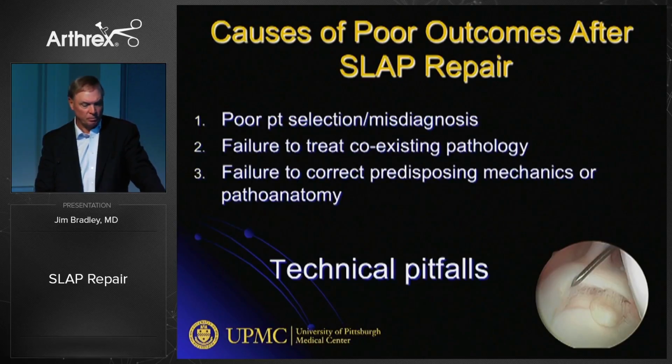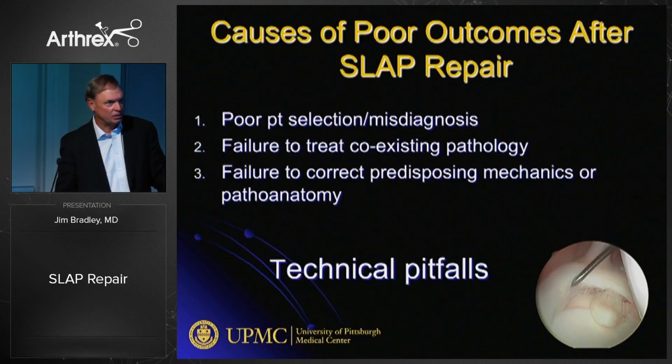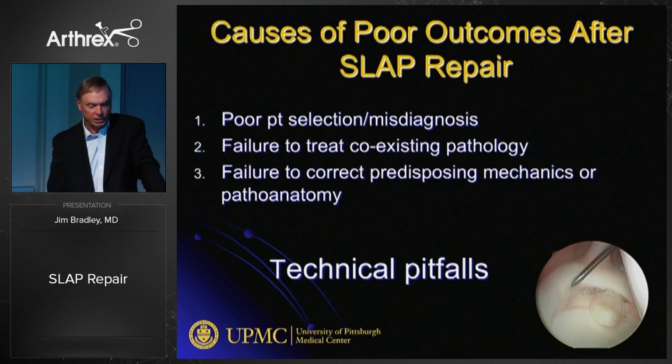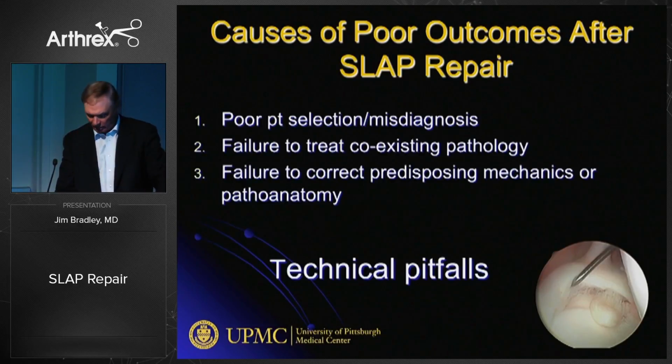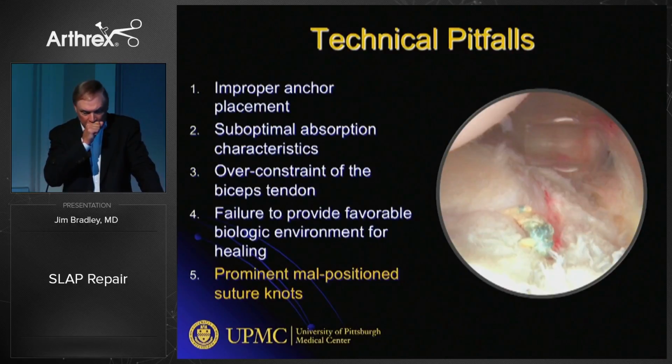Well, first of all, it's poor patient selection and misdiagnosis, which is a lot. Failure to treat the coexisting pathology, or failure to correct the predisposing mechanics or the pathoanatomy. And then there's the technical pearls. So remember that the biceps actually inserts on the side of the labrum. It doesn't insert on the top. That's the bottom of the labrum, just mechanics, or just pathomechanics.